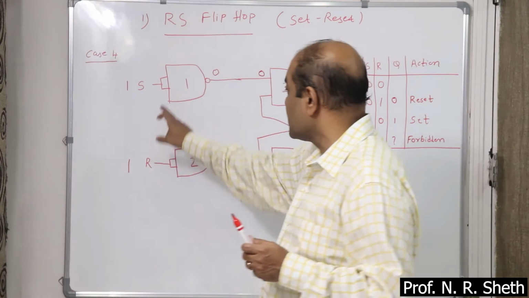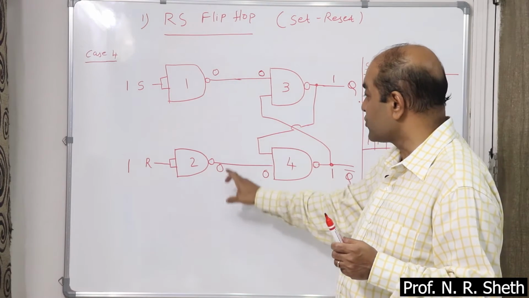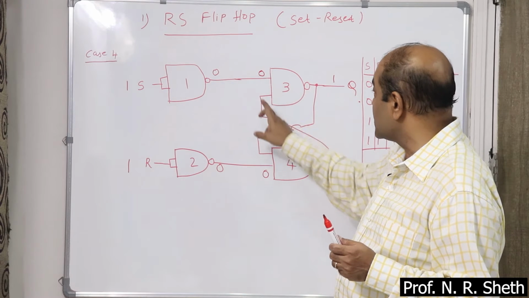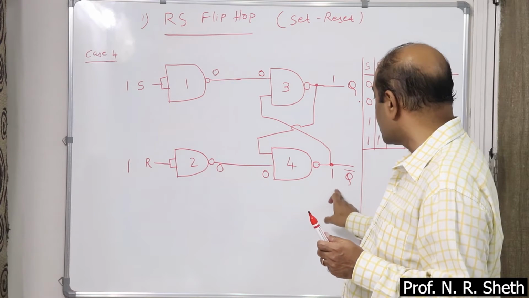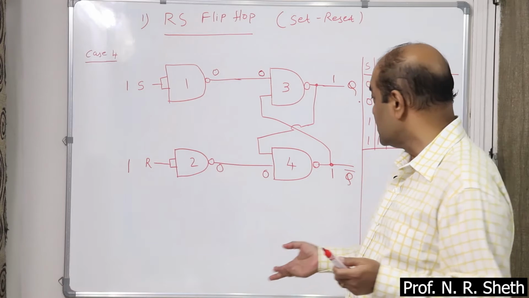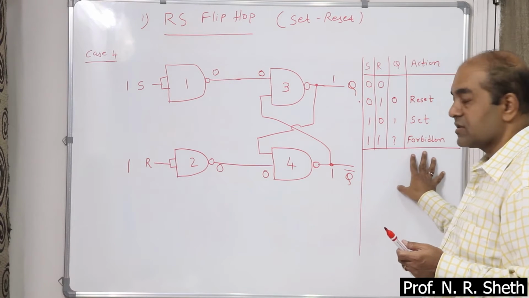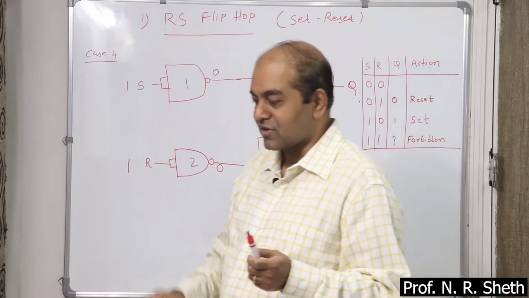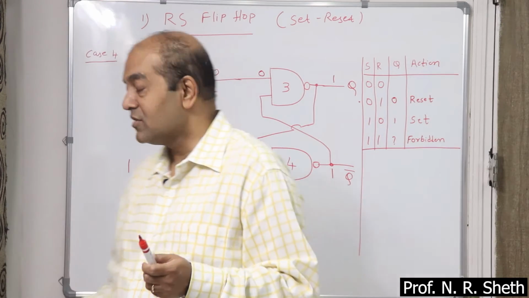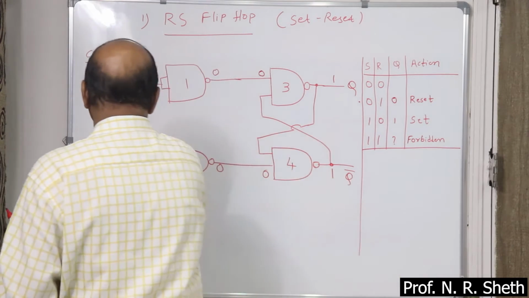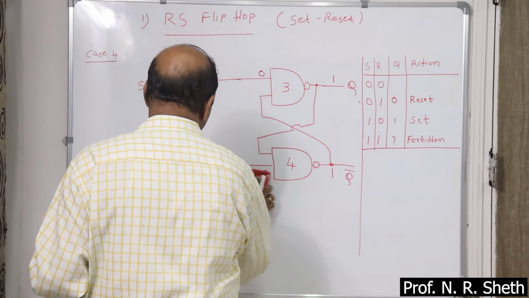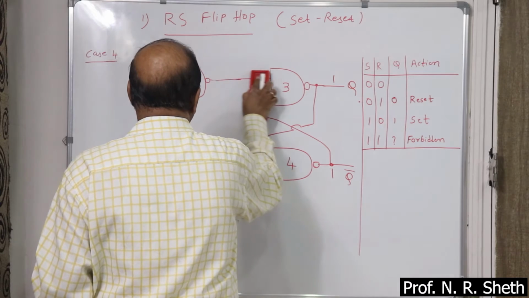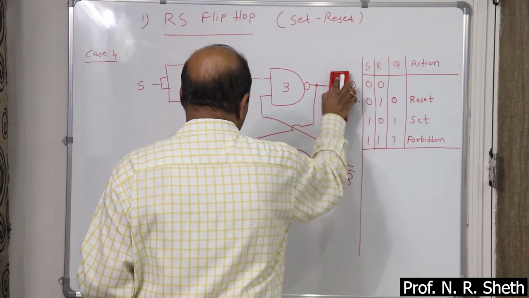Again, S is 1, R is 1, outputs are 0. If any input is 0, output is 1. So Q is 1, Q bar is 1. So that is a forbidden state. Now I am going to discuss the first case. That is the very complicated case. Case number 1.